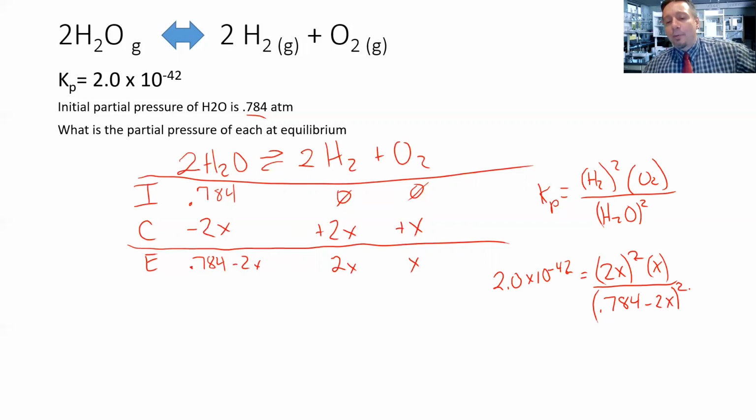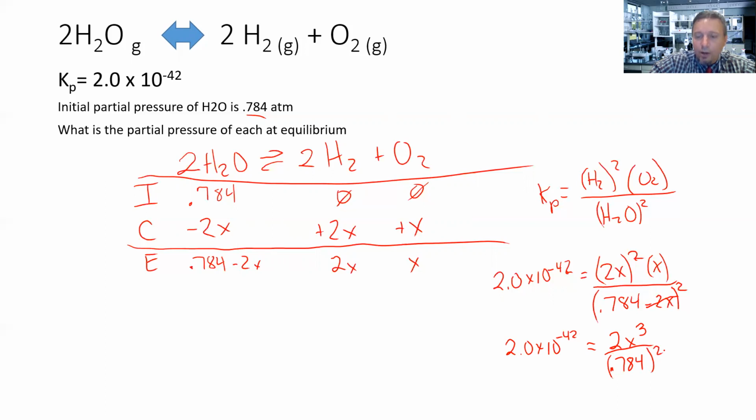So if you remember on these type of problems here, when you have this minusing from, and when we look at what x is, the K value is super, super tiny. If I multiplied anything by a number that small and minus it, just think of the significant figures. It is so far down the line that it is irrelevant. So I am just going to get rid of this right here. So I'm going to rewrite this as 2.0 times 10 to the negative 42 equals 2x cubed divided by 0.784 squared.